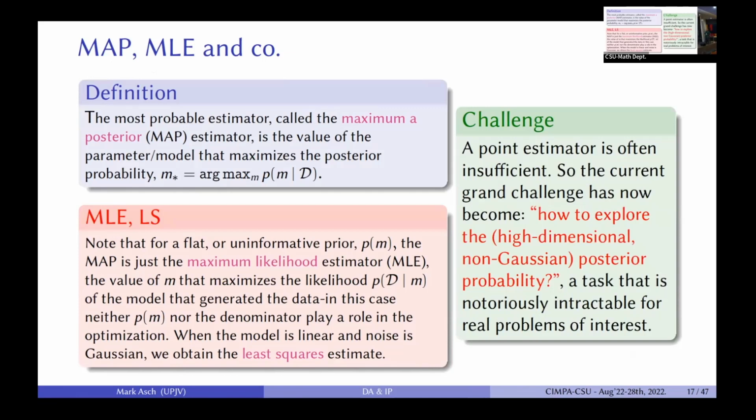But the main problem of this type of maximum likelihood or maximum a posteriori, or MAP estimate, is that it's not enough to know one point. We usually want to know more. It's insufficient to have what's called a point estimator. We want to have an estimate over an interval.